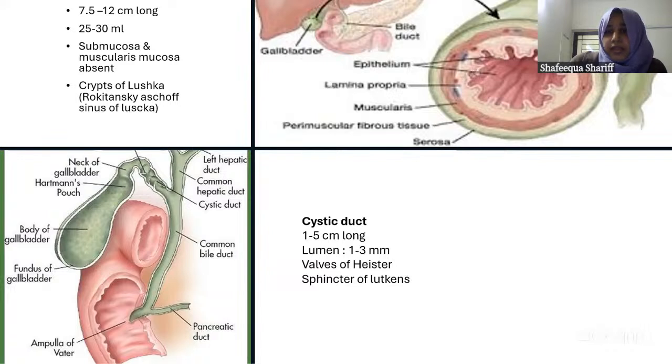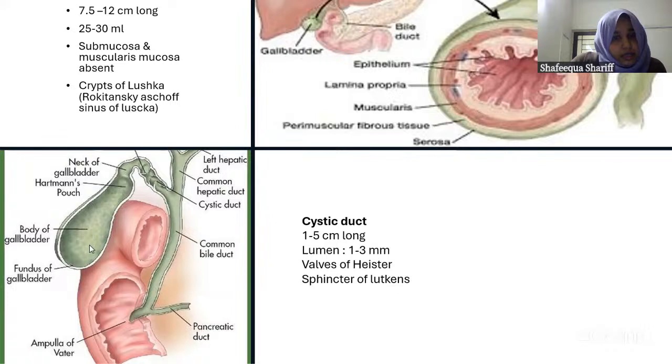And the main thing in the histology of the gallbladder is that it doesn't have a submucosa or a muscularis mucosa. And plus, you can see these dilatations of the mucosa inside. These are called crypts of Luschka or the Rokitansky-Aschoff sinuses. They are dippings of the mucosa up to the muscularis propria.